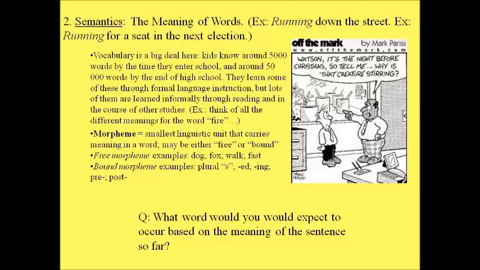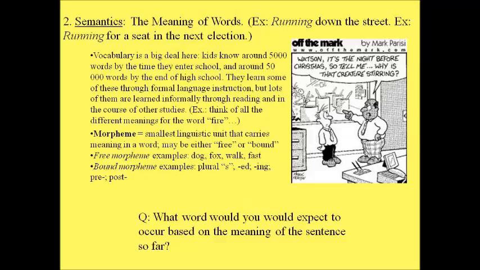And then semantics. This is the meaning of words, okay? So an example would be running down the street versus running for a seat in the next election. The same word, but running down the street is quite different, right? It means you're moving your legs really quickly going down the street, versus running for a seat. You're not actually running, but you're applying democratically for a seat to represent people in an election. It's a different use of the word. So semantics is to do with that.